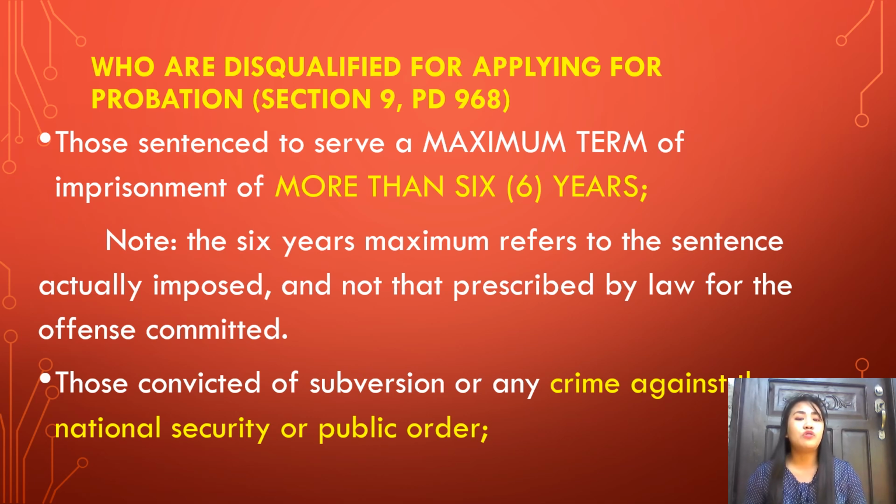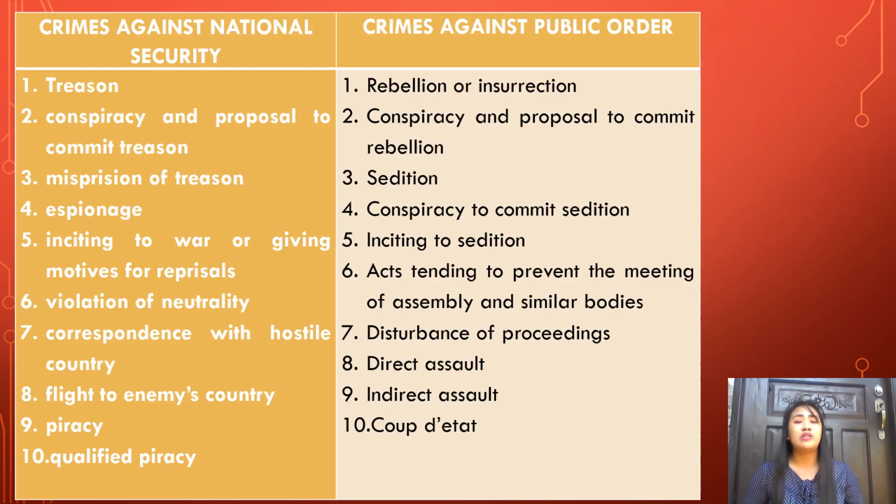Okay? And also, ito pa po yung mga disqualified. Number 2 is those convicted of subversion or any other crimes against national security or public order. Okay? Nandun po sa Revised Penal Code na yung mga iba't ibang crimes against national security and crimes against public order. So, andyan na po lahat. Pag national security po, we have treason, conspiracy and proposal to commit treason, misprision of treason, espionage, inciting to war or giving motives for reprisal, violation of neutrality, correspondence with hostile country, flight to enemy's country, piracy, and qualified piracy.